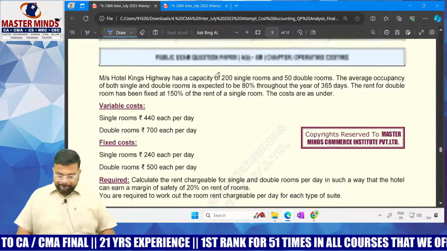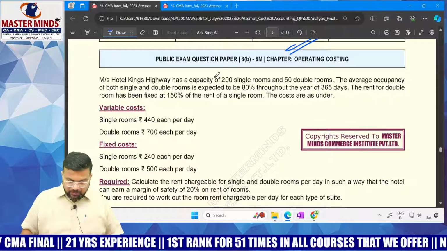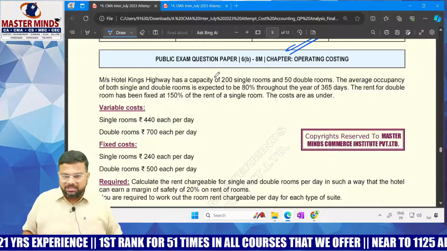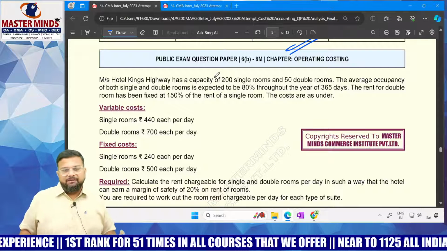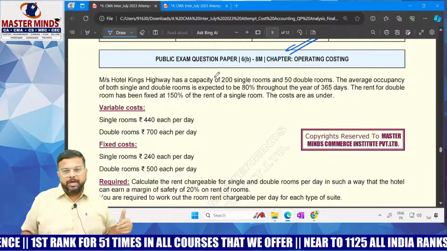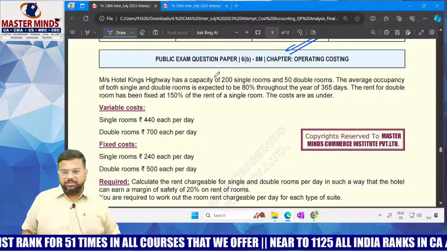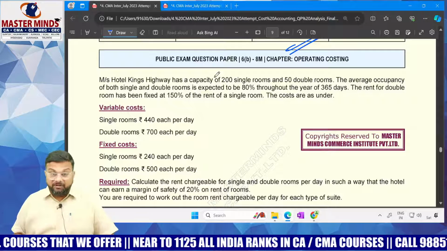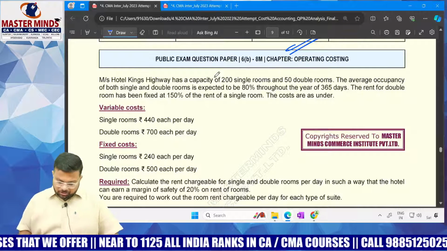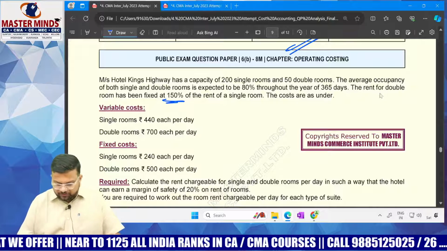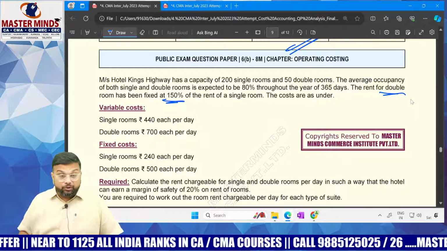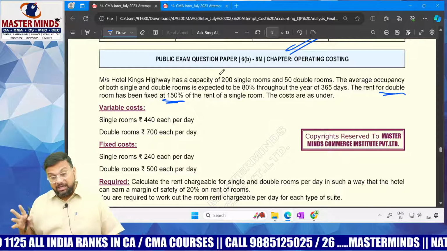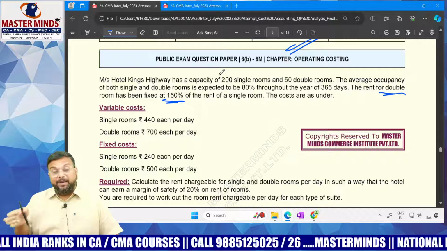Next, 6b. Mrs. Hotel Kings Highway has a capacity of 200 single rooms and 50 double rooms. The average occupancy of single room and double room is expected to be 80% throughout the year of 365 days. The rent for a double room has been fixed at 150% of the rent of the single room. So since the rent of the two types of rooms is different, you need to find out equivalent room days. Variable cost is given, fixed cost is given. Very easy. When variable cost and fixed cost are given per day, you just need to multiply it with the number of room days.